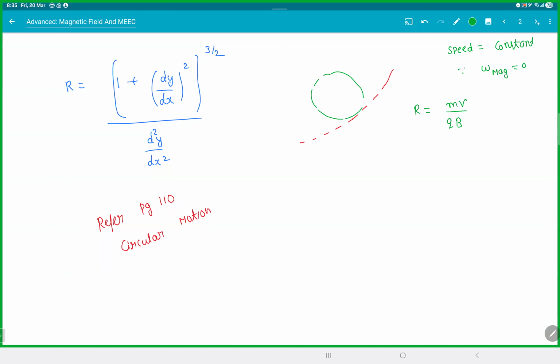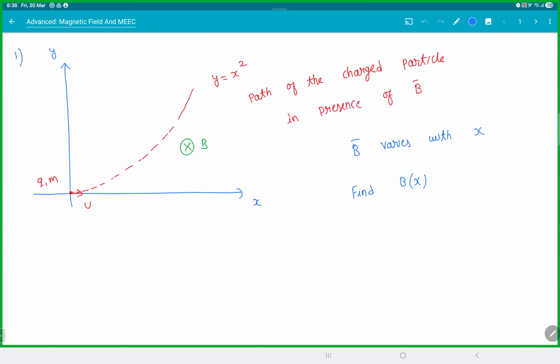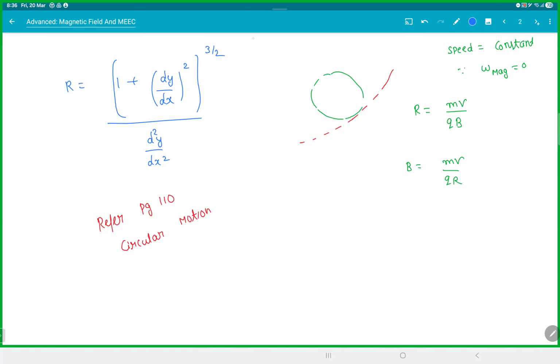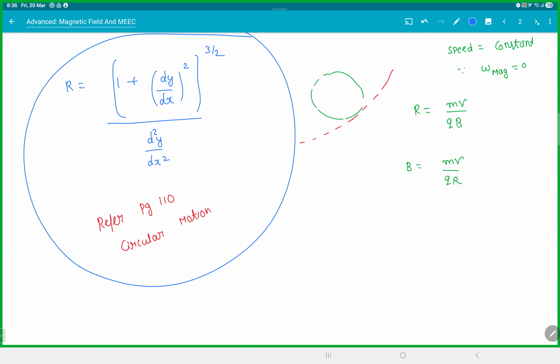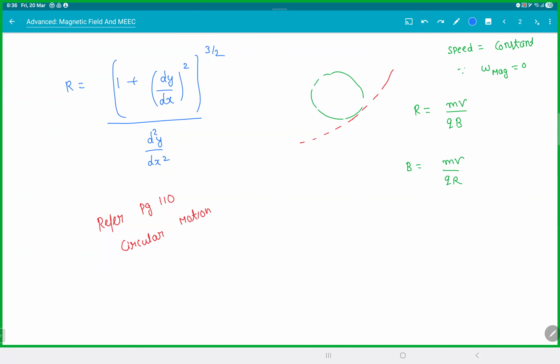There, you're done. You know the radius, substitute dy by dx, finish it off, and you get B from here. mv by qr. Easy? So that is one way to play this question. But you need to know the radius of curvature for this thing. This comes from circular motion. This is a mathematical thing.